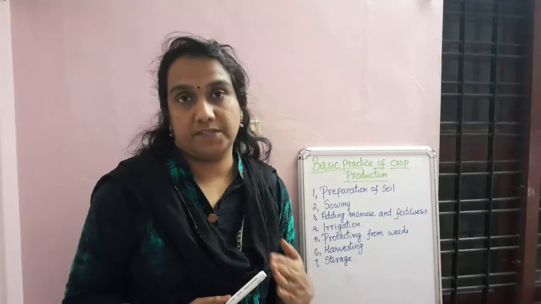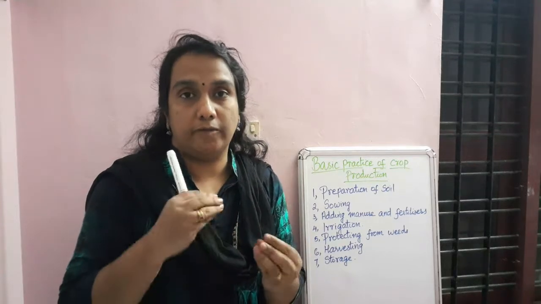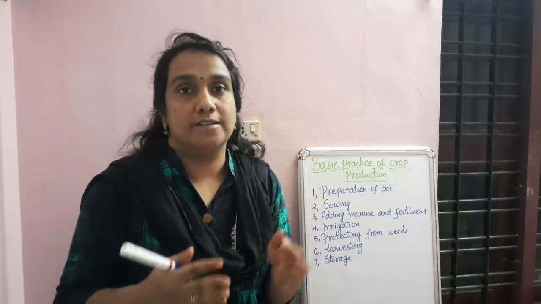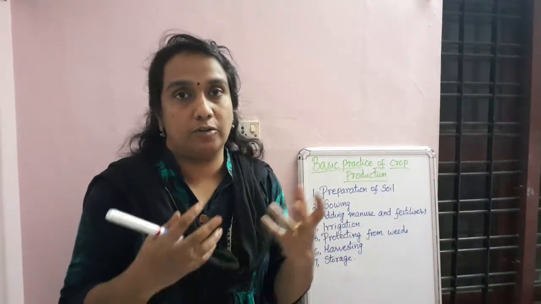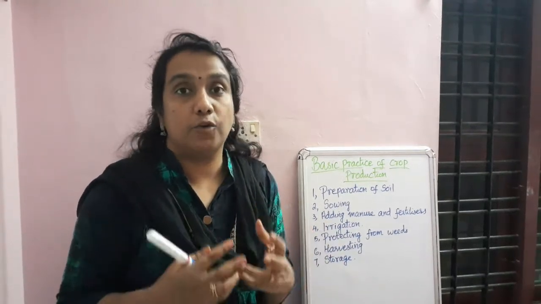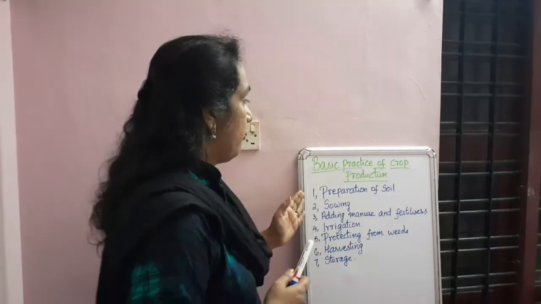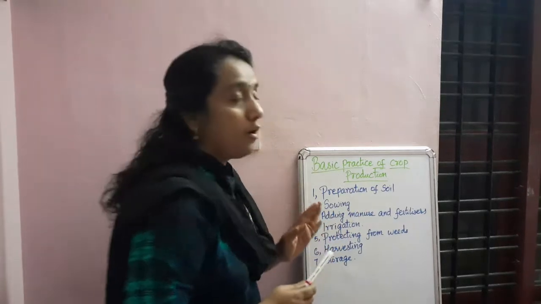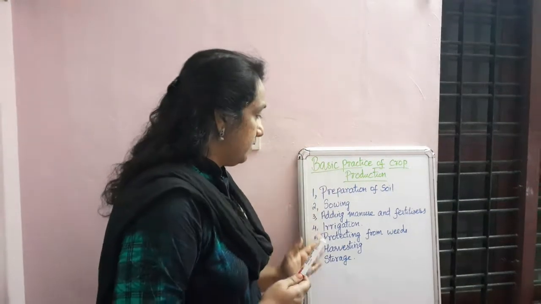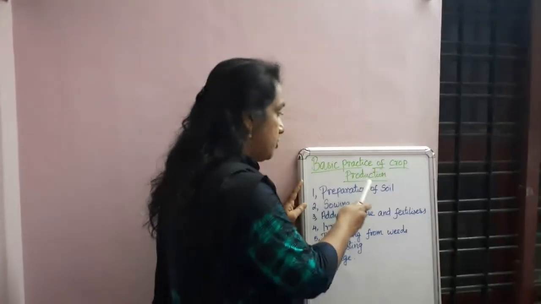Several steps are there in the process of crop production. When we see the food in front of us, we don't know how much struggle the farmers go through to produce all these crops, and so many processes are involved. So now we will see one by one what processes are there during crop production. First of all, the preparation of the soil. The soil should be prepared by some techniques that we will discuss later. First we will see them one by one and then discuss in detail.